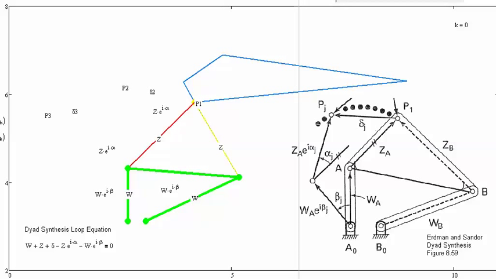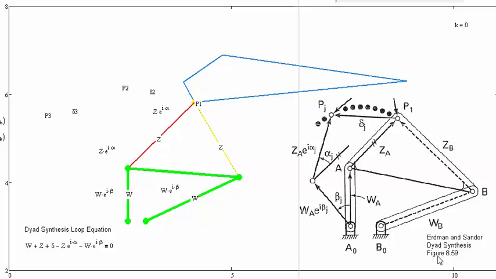We're now ready to start writing the equations that we're going to use to describe and solve for the machine that will give us the motion that we want. And the theory is explained nicely in a textbook called Mechanism Design by Erdmann and Sandor, in a chapter called Synthesis, and a section called Dyad Synthesis.